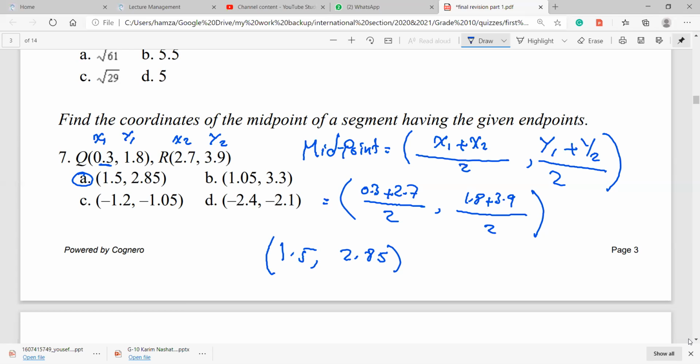1.8 plus 3.9 all over what? All over 2. You will find out the answer will be what? 2.85. So this is the right answer. So all of you guys, copy these notes, please. Copy the formula for the midpoint to study from it.